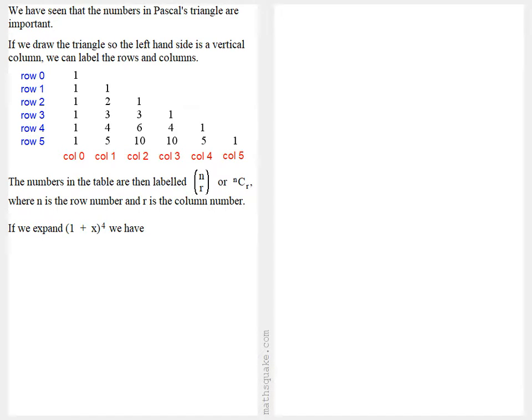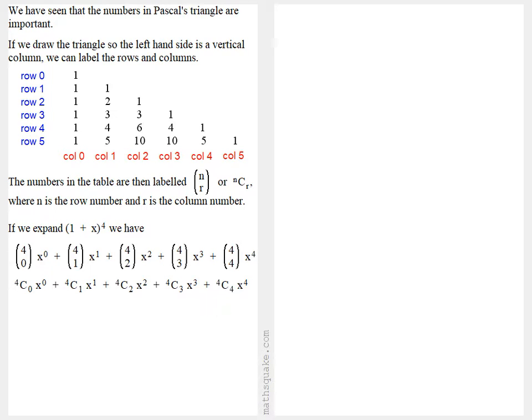So, if we expand the bracket (1 + x)^4, we have 4C0 x^0 + 4C1 x^1 + 4C2 x^2 + 4C3 x^3 + 4C4 x^4. Or we could write that as 4C0 x^0 + 4C1 x^1 + 4C2 x^2 + 4C3 x^3 + 4C4 x^4. If we expand (1 + x)^n, then the term with x^r is equal to nCr x^r.